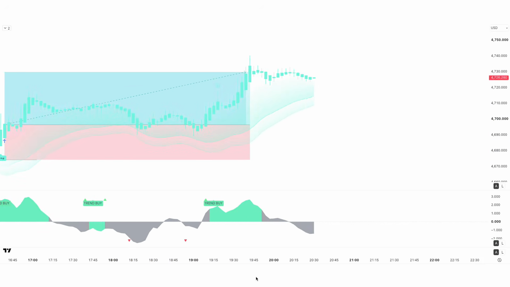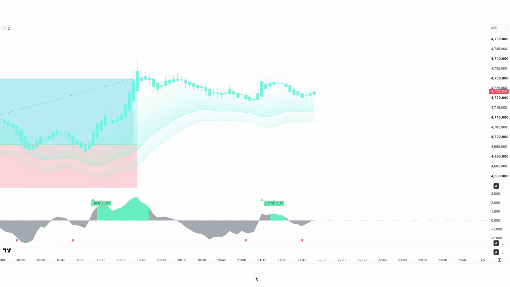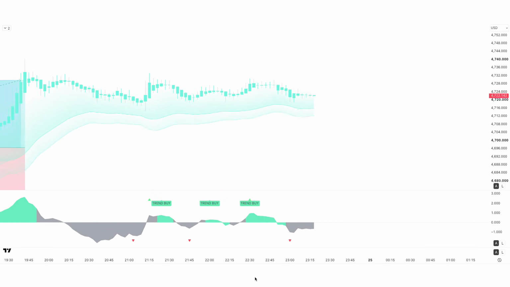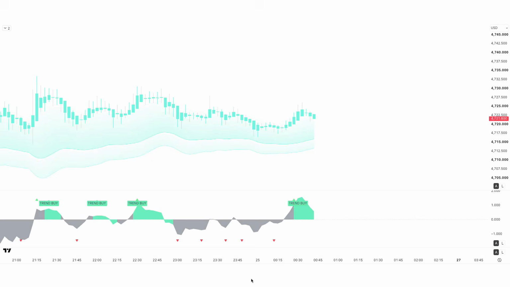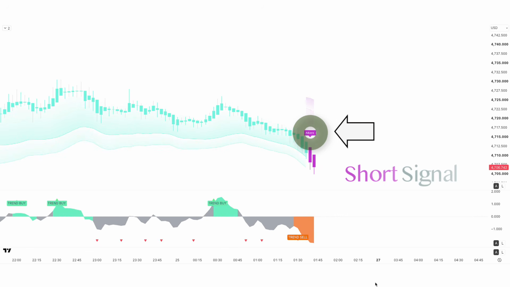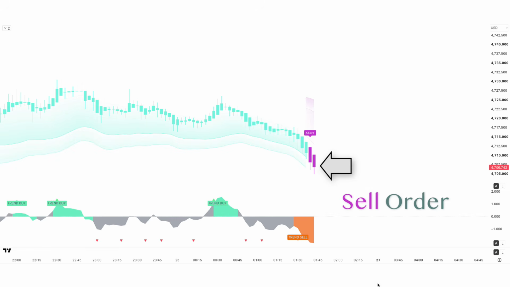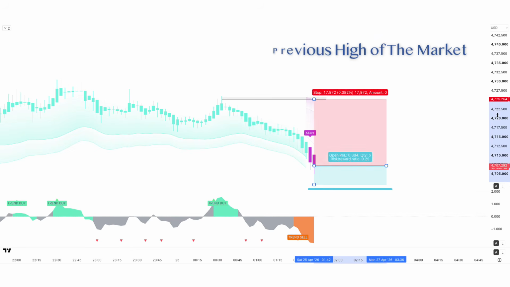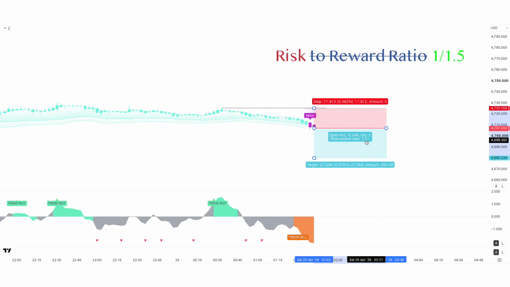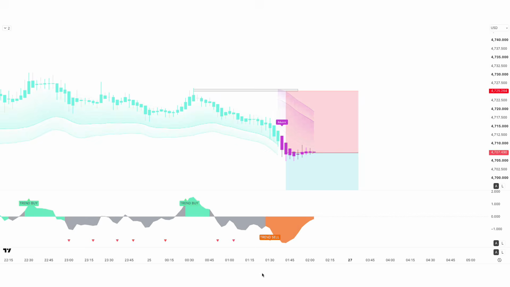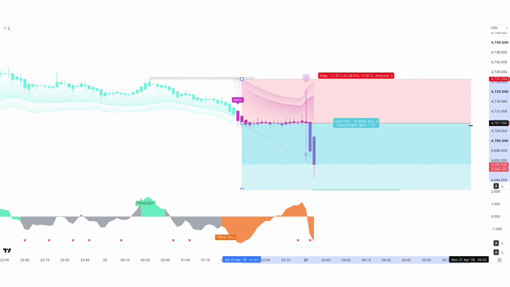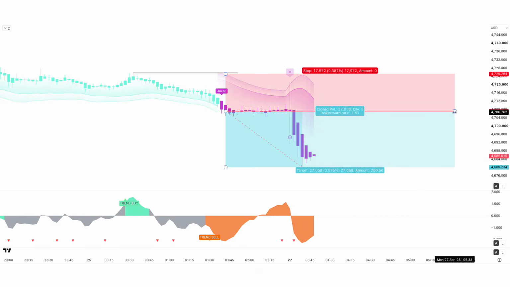Let us now understand the short position. When the Dynamic Trend Matrix arrow of this indicator gives a short signal, when the Buy Sell Trend Master indicator is in the trend sell and the area is orange, and when the market forms a bearish candle, if this condition is fulfilled, then we will place a sell order. Our stop loss is to be placed at the previous high of the market, and the risk-to-reward ratio will be 1:1.5. The market has completely hit the target.